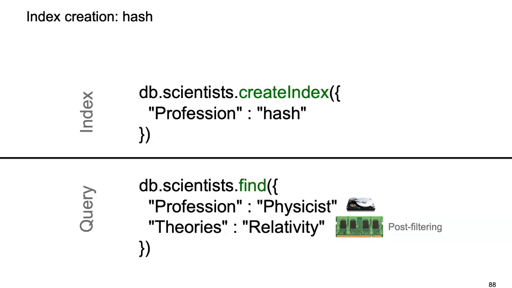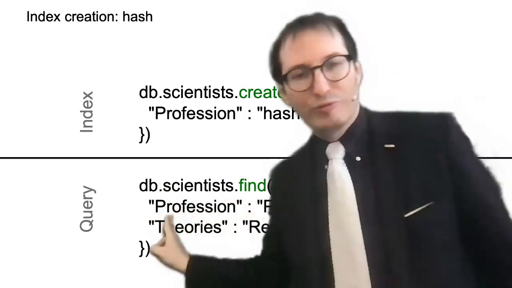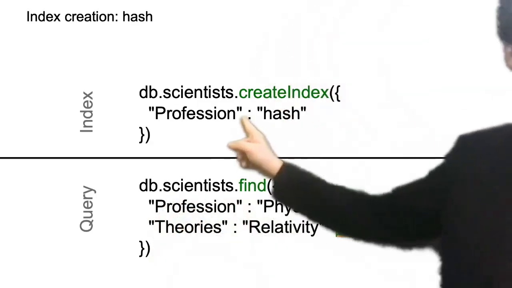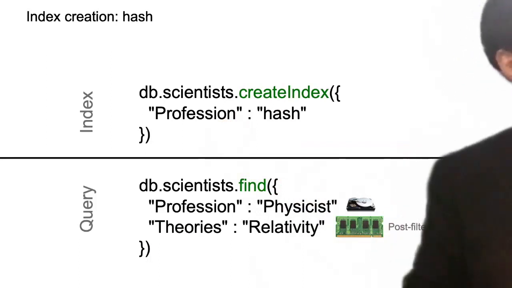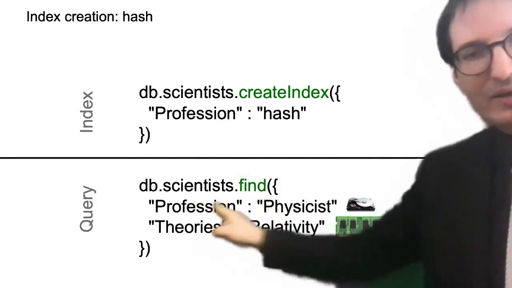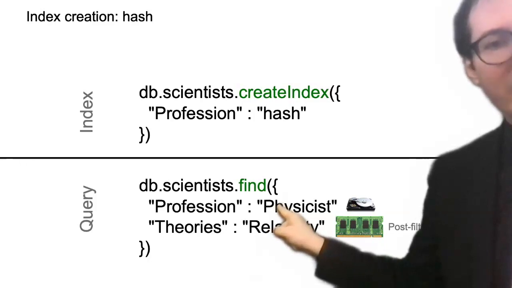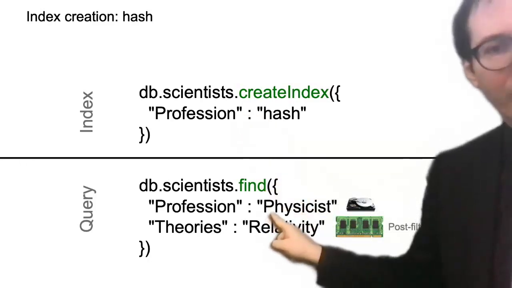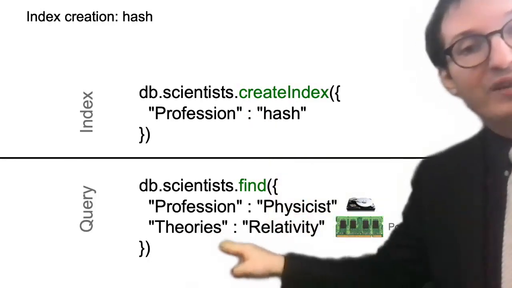This doesn't make the query instant, but it still makes it faster. Why? Because I have a filter on an AND between two keys. I'm looking for a specific value for profession and for theories. My index is only on profession. So it means that for that part of my selection criterion, I can use the index. So this is going to directly look for the physicist. But then I have a bit of extra work to do.